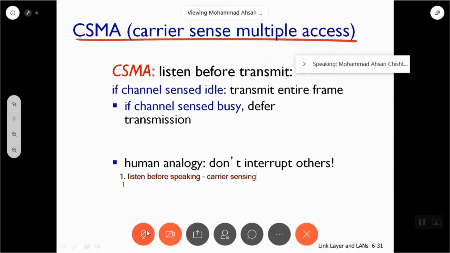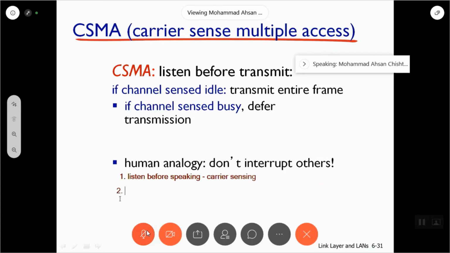Similarly, in networking, the node senses the channel. If the channel is busy, it backs off for a random amount of time. After that time is finished, it then senses the channel once again. If it's idle, it begins to transmit. Once it begins to transmit, others would again back off so that others can transmit. This is what we have: listen before speaking.